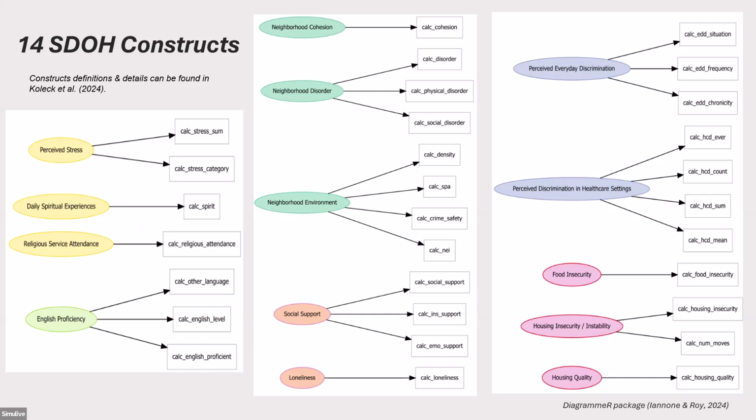And here's a snapshot of the constructs. This diagram shows how the 14 constructs are organized. For example, neighborhood disorder breaks into physical and social. And discrimination can be everyday or in healthcare settings. Housing insecurity includes both insecurity and number of moves. And each of these has its own scoring function in the package. This diagram helps clarify what's available, kind of like a manual of what you can calculate.